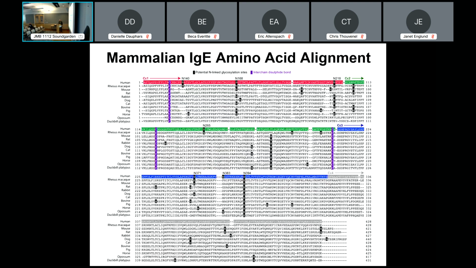And so this is just an amino acid alignment of all of the mammalian IgE antibodies, including the duck-billed platypus. And what you can see is there is a glycosylation site that's conserved across all of these, and that's at asparagine 394.